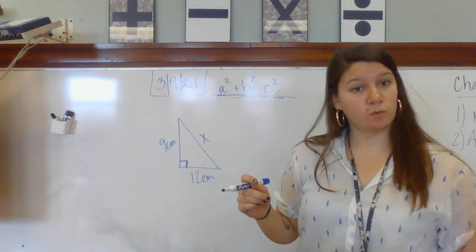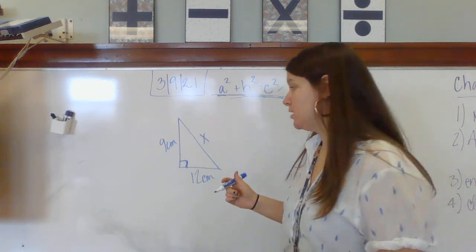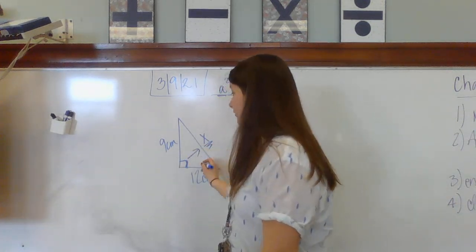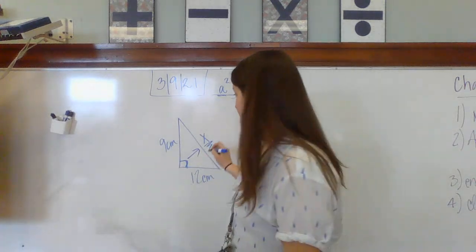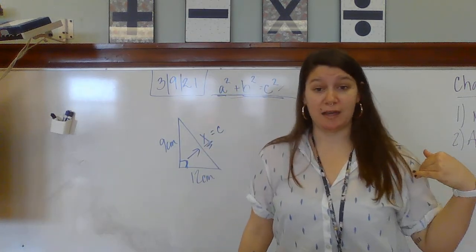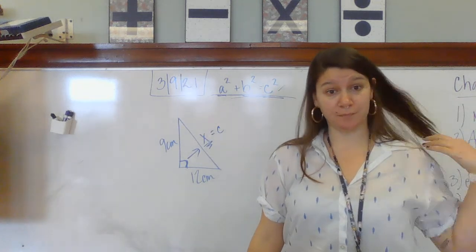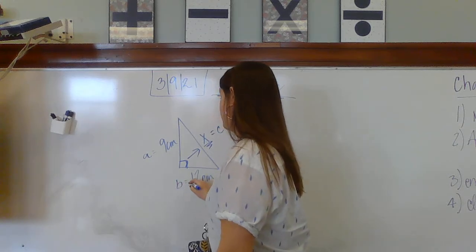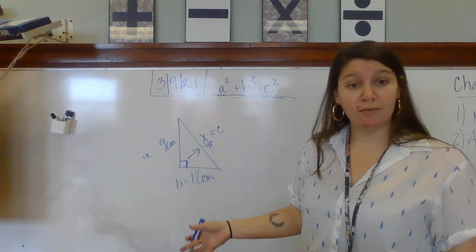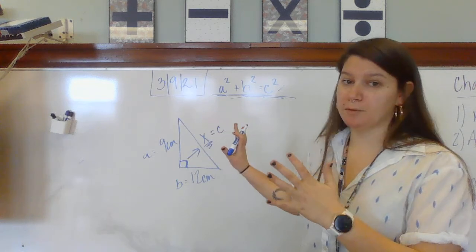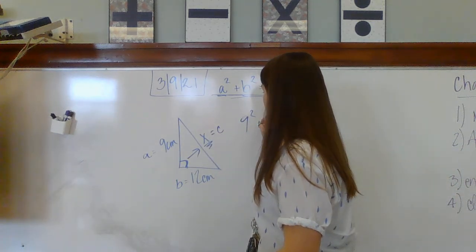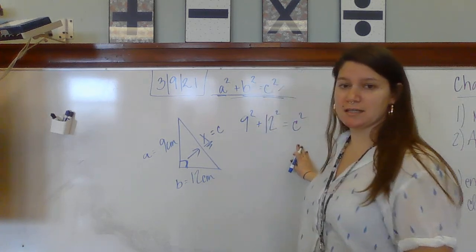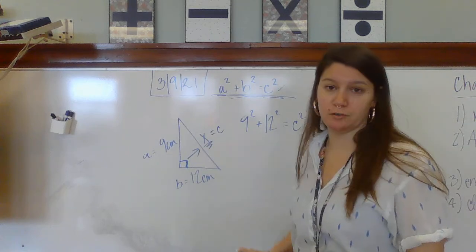The first thing I have to decide is which side length am I missing? The value that I don't know is across from my right angle. Always, that's the hypotenuse. So I'm going to label that as C. If it's across from the right angle, it's C. Now I just label the other two. The smallest one is A, the middle one is B. Now, I'm going to use what I have and plug it into the formula. So we've got 9 squared plus 12 squared equals C squared, because I don't know C. That's the value that I don't know.